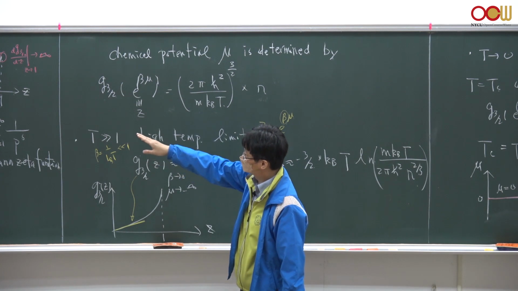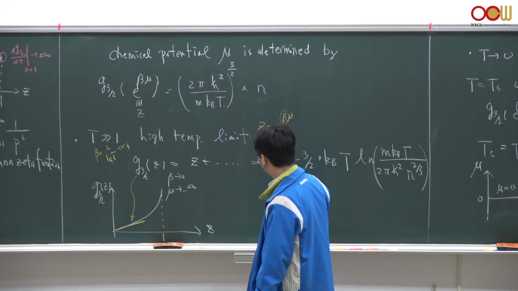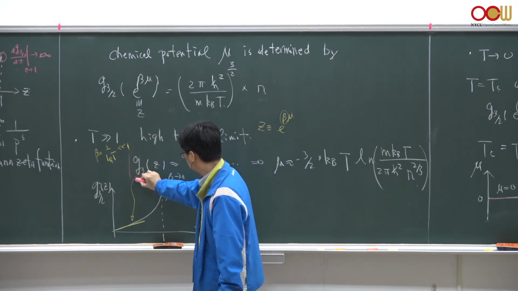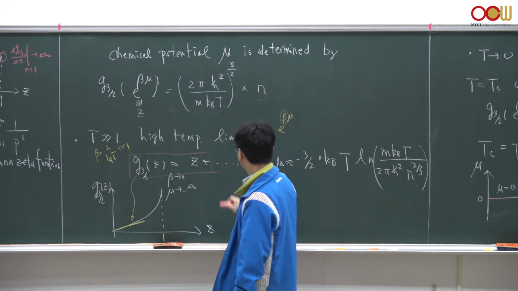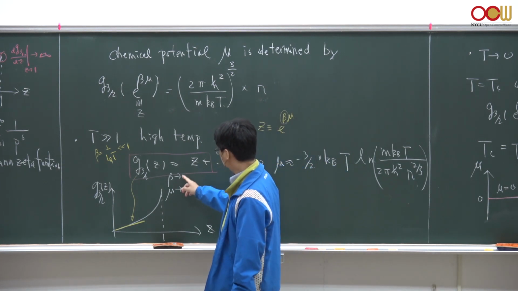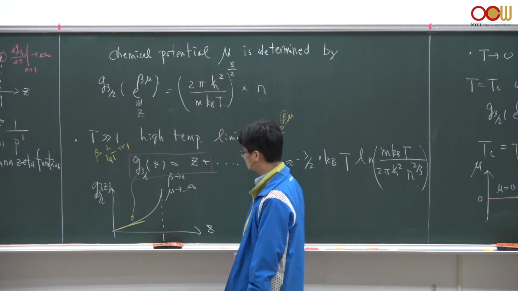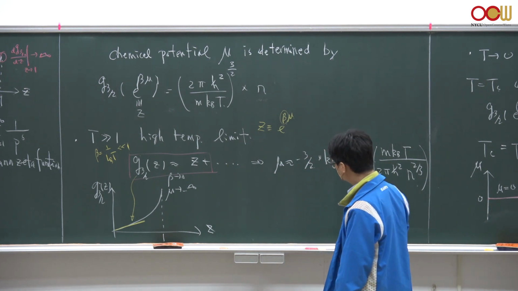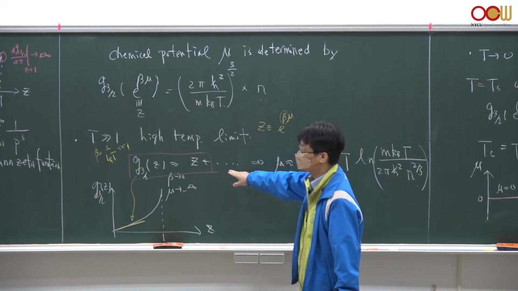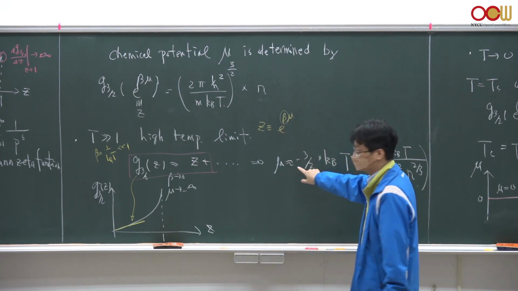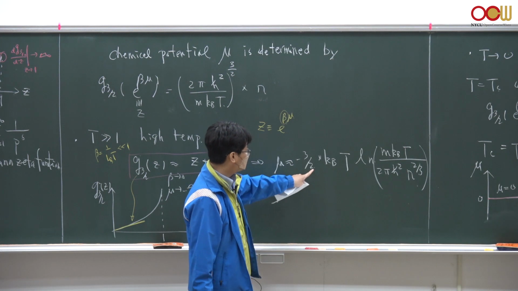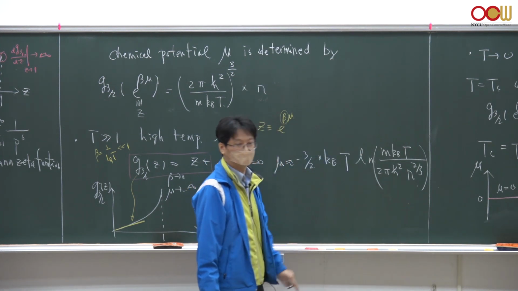So when beta is really small, we can simply Taylor expand this G3 halves function, and we get this linear approximation. Of course there will be higher order terms in the expansion, but in the beta goes to 0 limit, this is the leading contribution of G3 halves as a function of z, which is just linearly proportional to z. We can use this approximation in the high temperature region to rewrite the chemical potential and determine mu in terms of minus 3 halves k_B T times the log of this ratio.